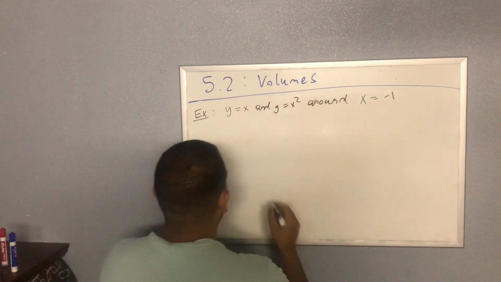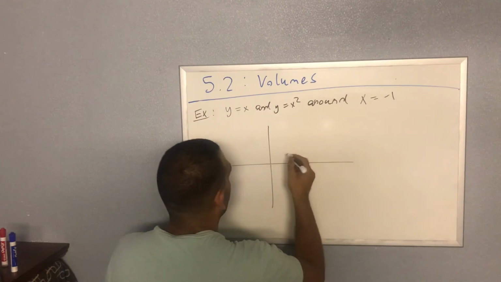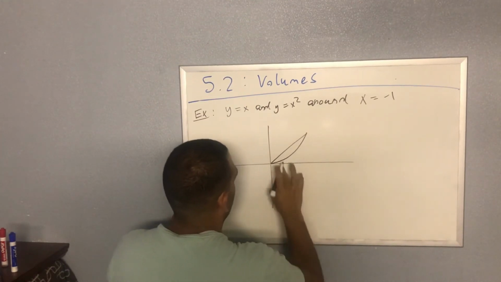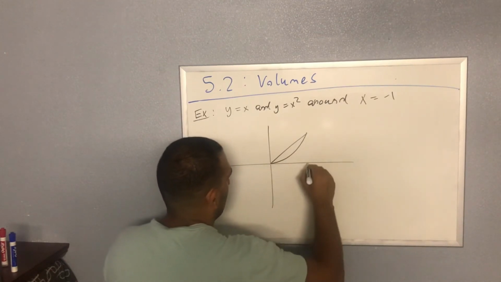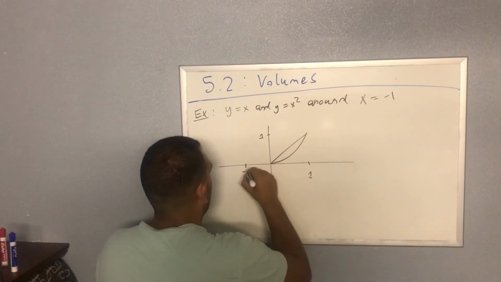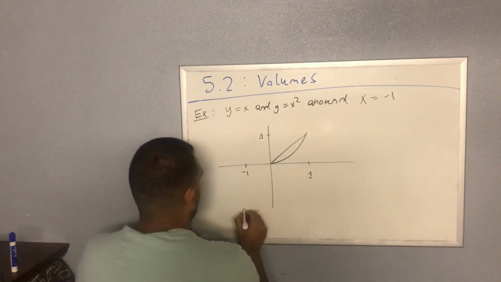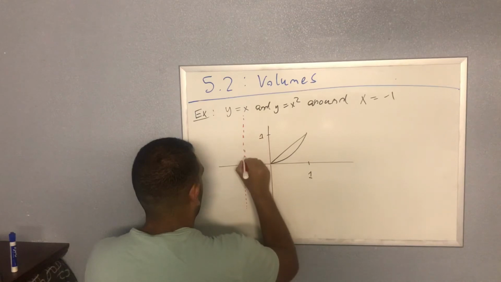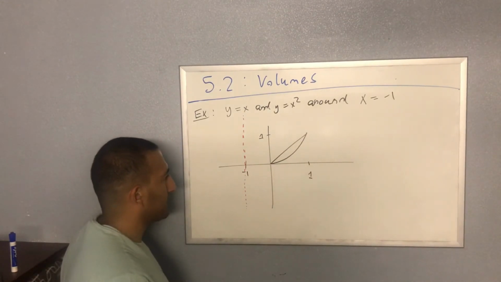Okay, so we drew this 1,000 times now. So the line is on top of the parabola. That looks kind of nice. I wish I could do that every time. And then this is at 1, and that's at 1. And then -1 is where we have our line. X equals -1 is this vertical line, -1 units to the left.